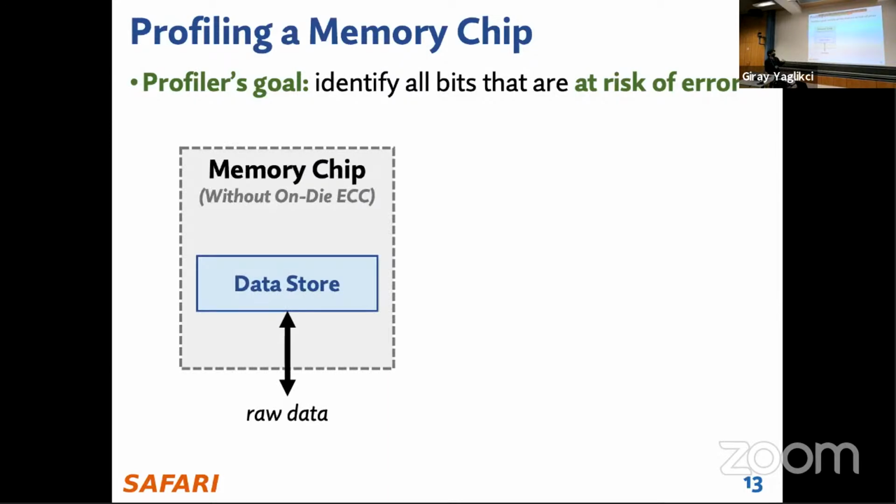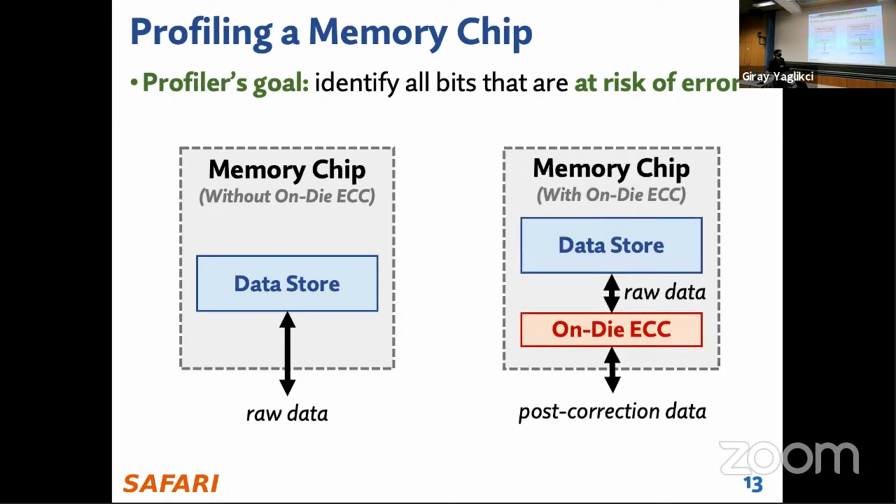Here I'm showing a memory chip without on-die ECC. At the external interface, the raw data is visible, so exactly what's happening in the data store is exactly what's visible outside. In contrast, with on-die ECC, what's visible at the interface is post-correction data, because the raw data has been through the on-die ECC logic and been corrected. So you don't observe exactly what's happening in the data store.